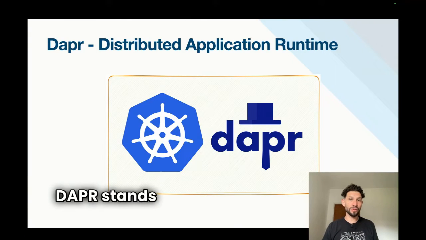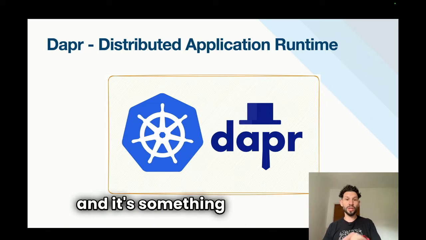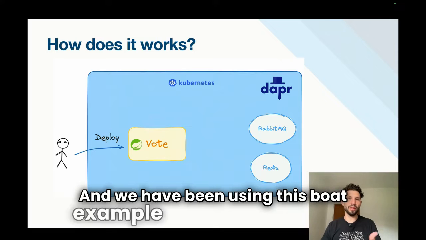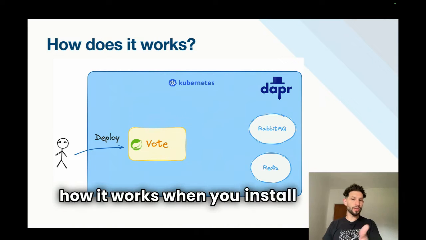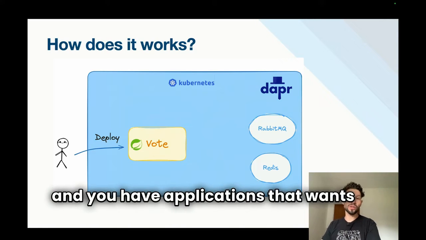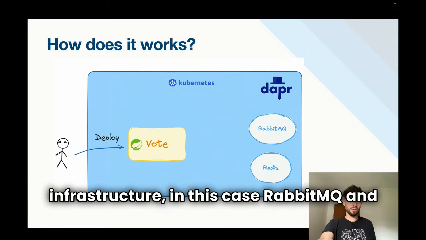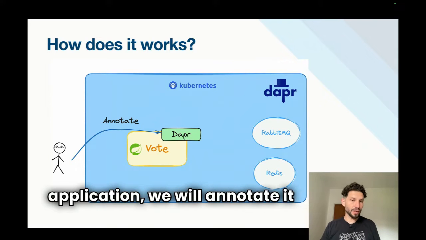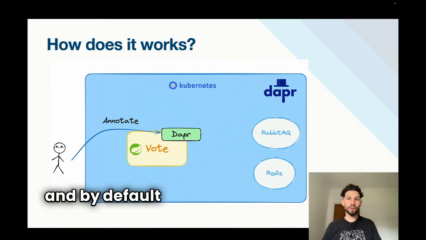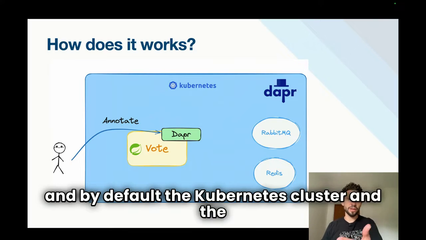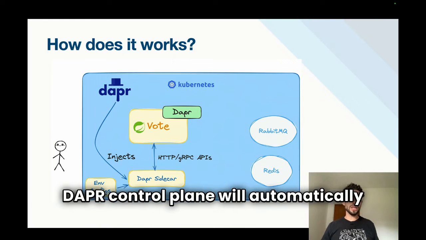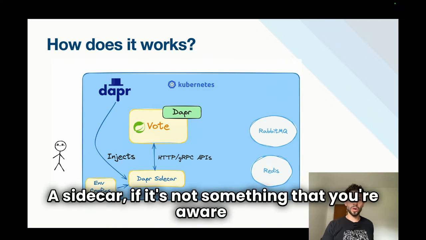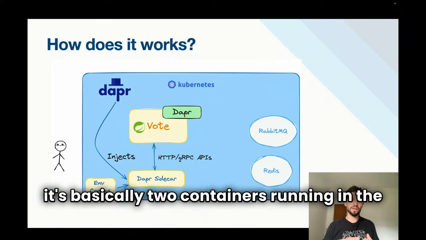By the way, Dapr stands for Distributed Application Runtime, and it's something that you install on your Kubernetes clusters. And we have been using this vote example application, right? How it works: when you install it in your cluster and you have applications that want to interact with the infrastructure, in this case RabbitMQ and Redis, like the vote service, we will deploy the application. We will annotate it with a Dapr annotation, and by default, the Kubernetes cluster and the Dapr control plane will automatically inject a sidecar into this application pod. A sidecar, if it's not something that you're aware of, is basically two containers running in the same pod.